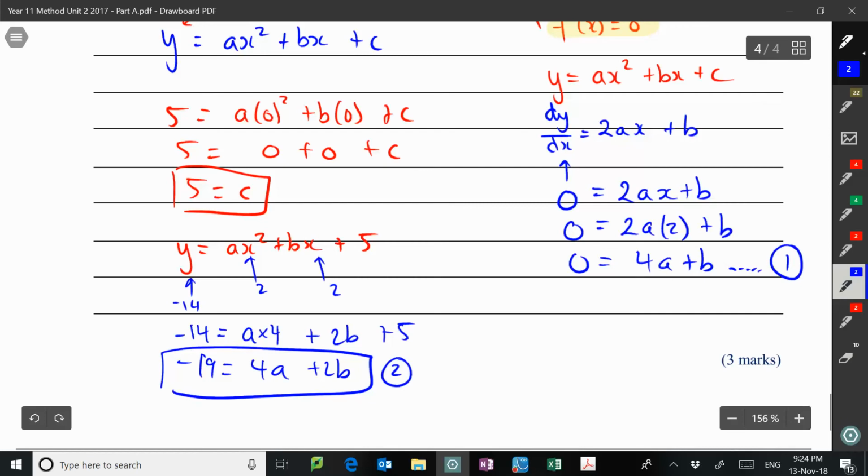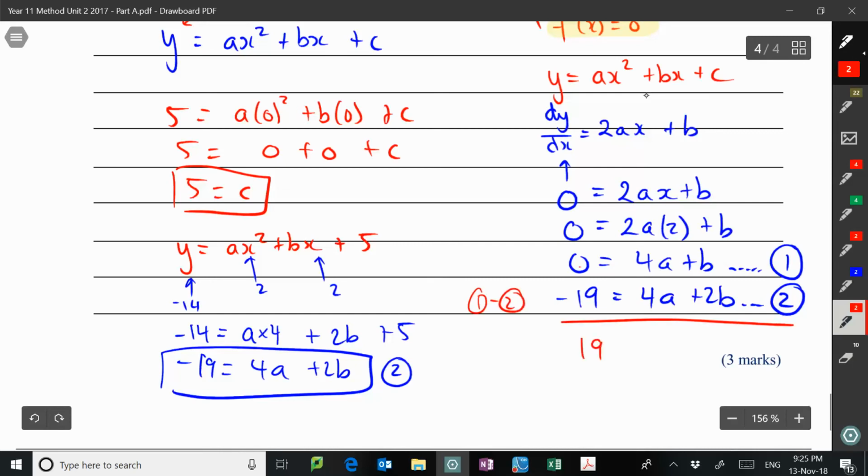You can do simultaneous equations. So here we go. I'm just going to write them next to each other. Negative 19 equals 4a plus 2b. This is my second equation. And what I would probably do is take equation 1 minus equation 2. So 0 minus negative 19 gives me positive 19. Two negatives make a positive. 4a take away 4a is 0. And then b take away 2b is negative b. So negative b equals 19. Therefore, b is negative 19.